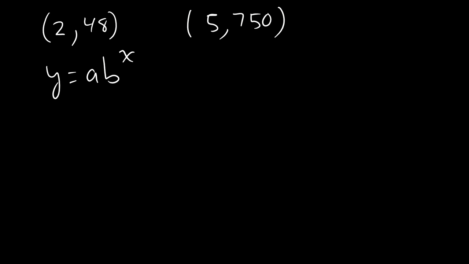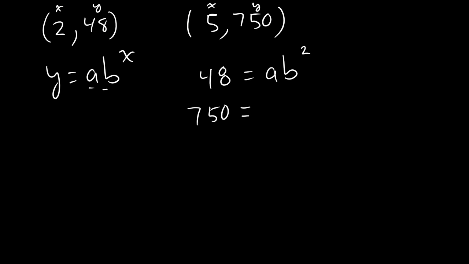And what I can do is write a system of equations that will allow me to solve for my 2 parameters, a and b. I don't know what a and b are, but I do have 2 instances of an x, y, and another x, y. So from this, I can get 2 equations. Here's the first equation: y, 48, that's from my first point, equals ab to the 2nd power. That's from the first point also. And my other equation is 750 equals ab to the 5th power. That's from my second point.